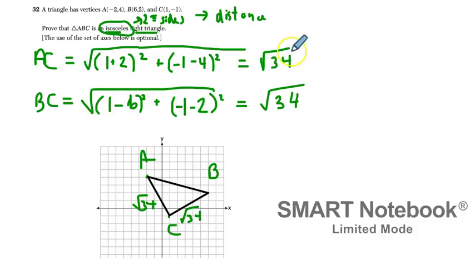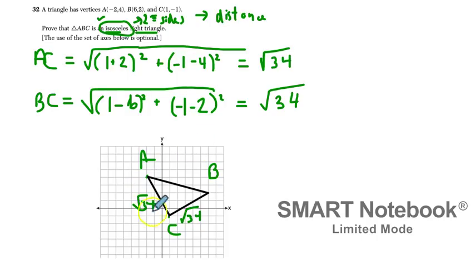So I've proven mathematically that this triangle is isosceles. I've taken care of that. Now I also need to show it's a right triangle. There's two ways you can show that a triangle is a right triangle in the coordinate plane. You can either use slopes and show that two sides have slopes that are negative reciprocals, which means that they're perpendicular, which means that they form a right angle. So it would be a right triangle.